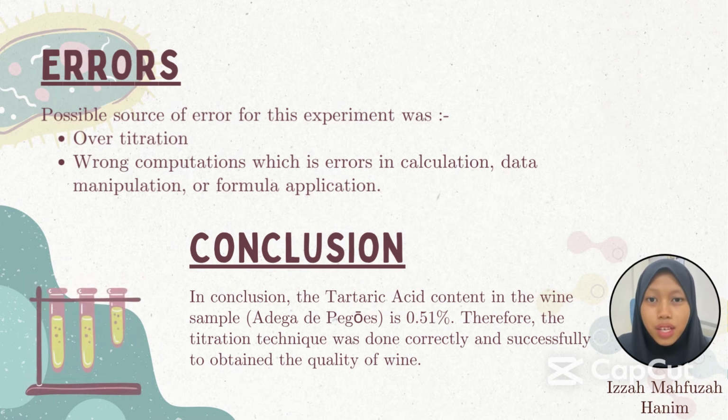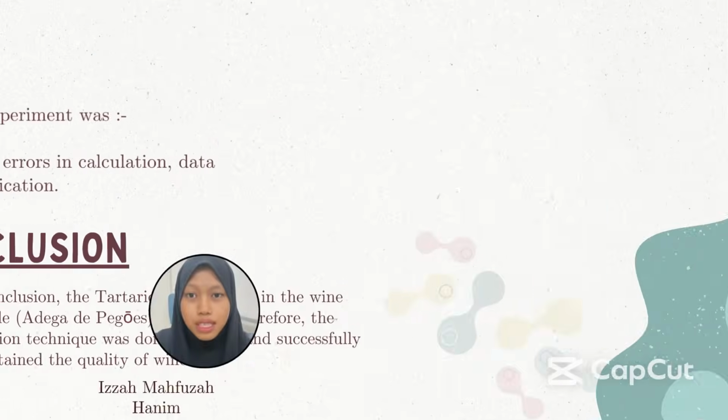Now, we are moving on to the conclusion. The tartaric acid content found in the wine sample was determined to be 0.51%, and this result indicates that the titration technique was performed correctly and effectively. Thus, we can conclude that the quality of wine was successfully analyzed using this method.